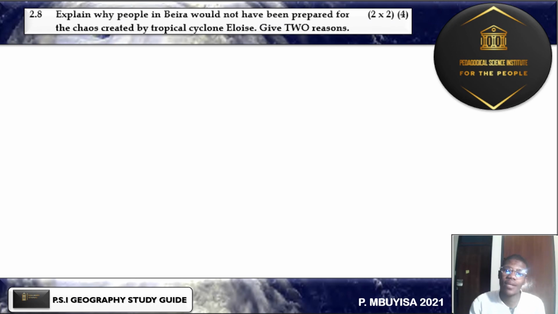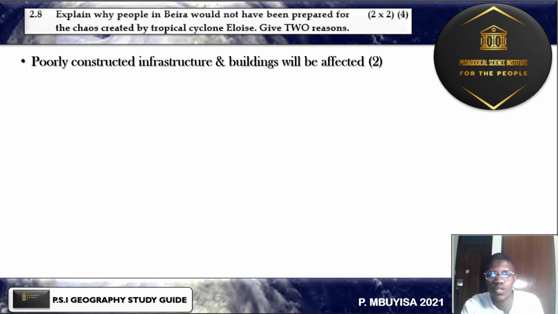Now, explain why people in Beira would not have been prepared for the chaos created by tropical cyclone Eloise. You need to give two reasons. Now, they have poorly constructed infrastructure and buildings will be affected. Remember, Beira is in Mozambique, and Mozambique is known as a developing country, not a developed country. So let's take note of that. As a result of that, we have poorly constructed infrastructure, and buildings will then be destroyed. So that's why they may not be ready.